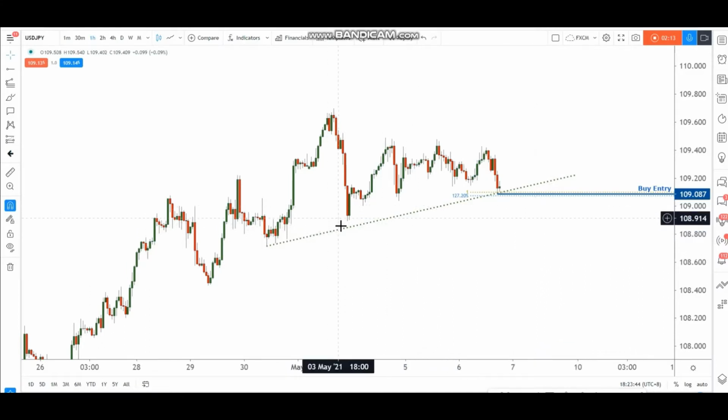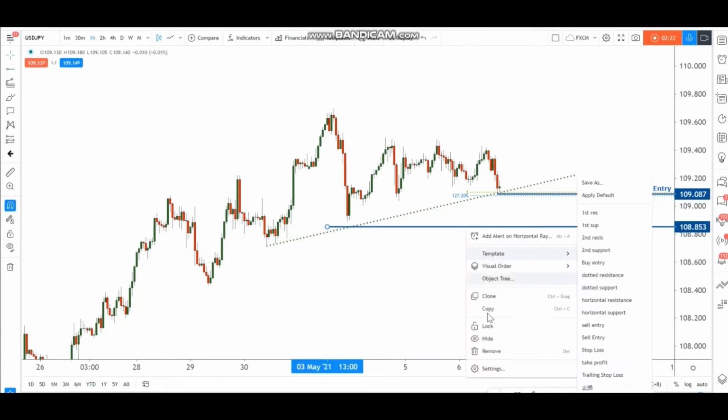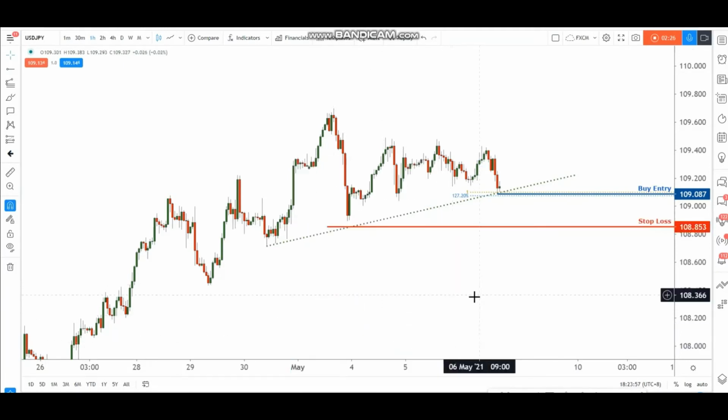So for our stop loss level, I'll put it beyond this ascending trend line support as well as beyond this swing low support right here. So this can be our stop loss. For our stop loss, same thing, we can find Fibonacci levels to strengthen it.